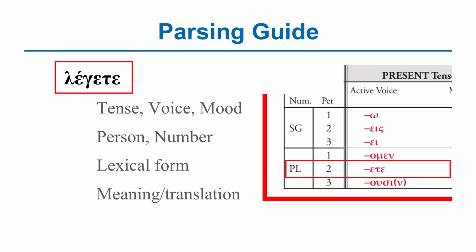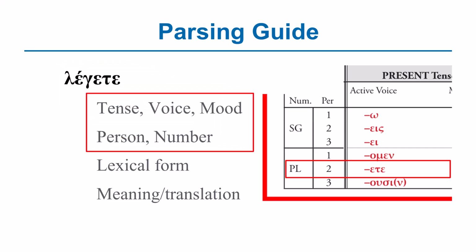And then the person. To find the person, you need to look at the paradigm. Person can be first person, second person, or third person. So you look at where the ending is coming from. So the person is second person because ete is a second person ending. And then finally, you have number. Number refers to whether the word is coming from singular endings or plural endings. The ending, which is ete, is coming from plural endings. And so we have found the 5 key things: the tense, which is present tense, the voice, which is active voice, the mood, which is indicative, the person, which is second person, and the number, which is plural.